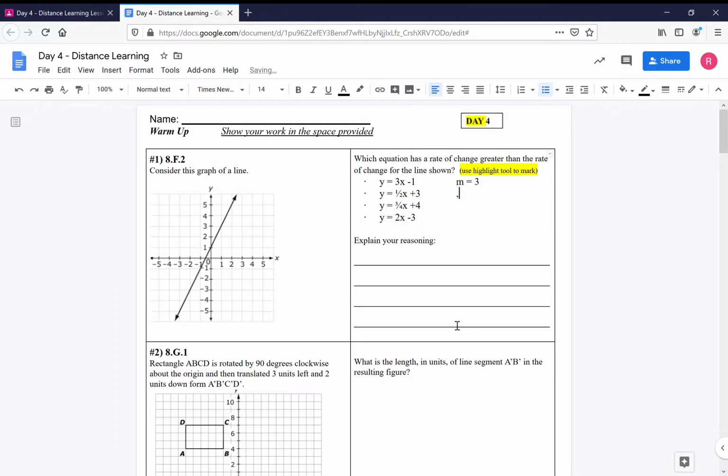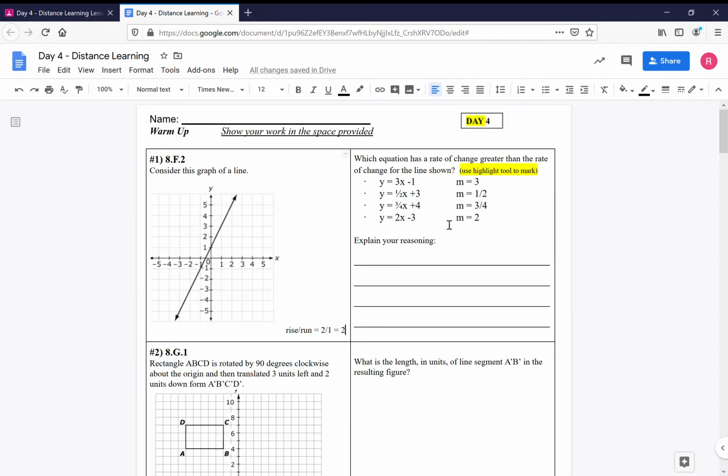Here the slope is 1/2. Here the slope is 3/4, and here the slope is 2. And so we've got to figure out what the slope is from over here so we can compare it to here and see which one is bigger. Remember that slope is rise over run, and the rise of this graph is going to be up. So let's start here. This is a good point, it's on a corner. So the rise is 1, 2, and the run is 1. So rise over run for this one would be 2 over 1, or just 2.